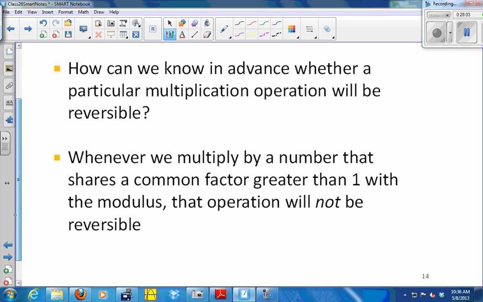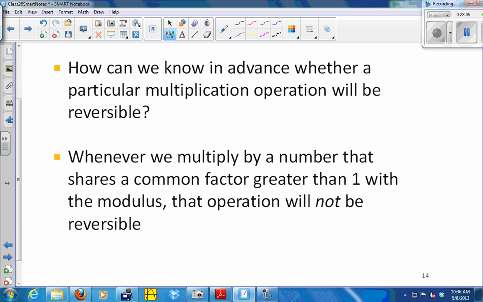So how do we know in advance whether a particular multiplication operation will be reversible? It turns out that if we multiply by a number that shares a common factor with the modulus, the operation will not be reversible. 13 shares a common factor with 26 because 13 goes into both 13 and 26. 6 doesn't work because 2 is a factor of 6 and 2 is a factor of 26. They share a factor.